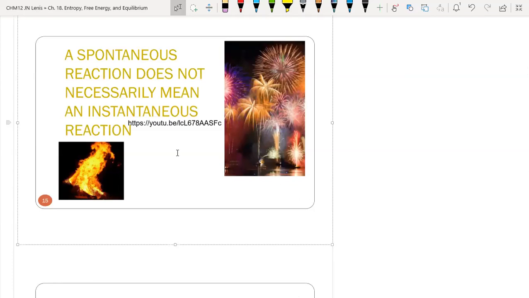A spontaneous reaction does not necessarily mean an instantaneous reaction. So let's not get confused with the word instantaneous. Some reactions are instantaneous, they occur very fast, and that has more to do with kinetics. This concept has to do with kinetics.